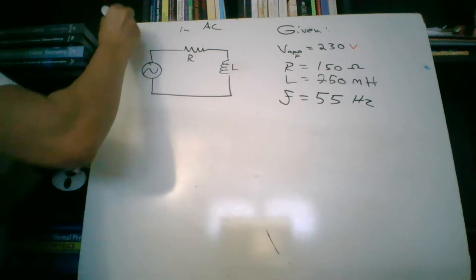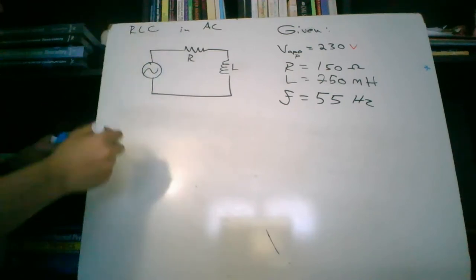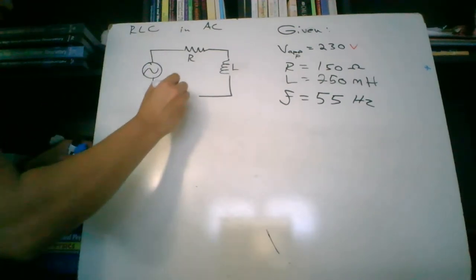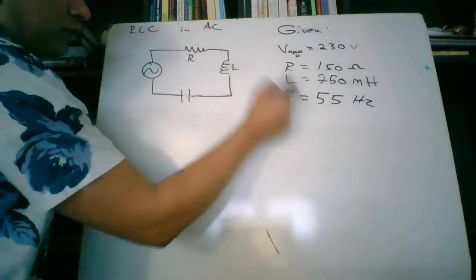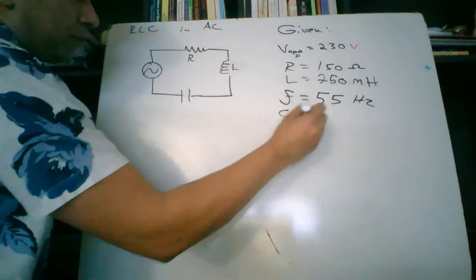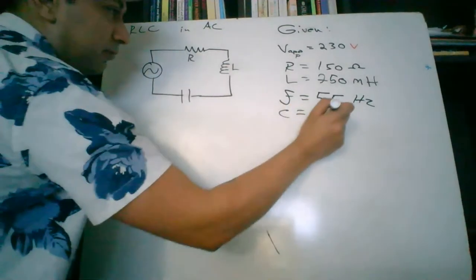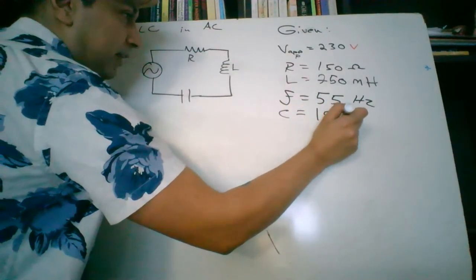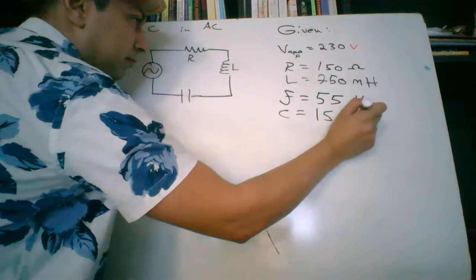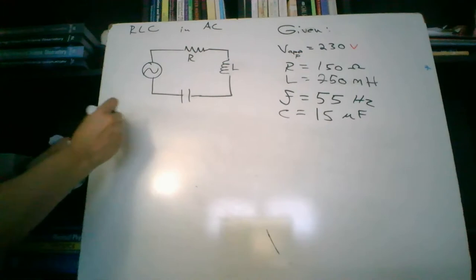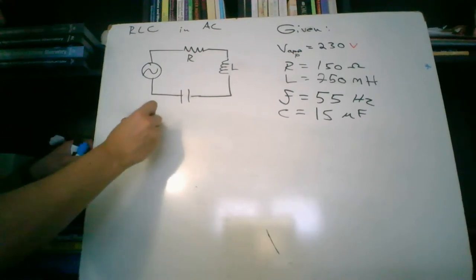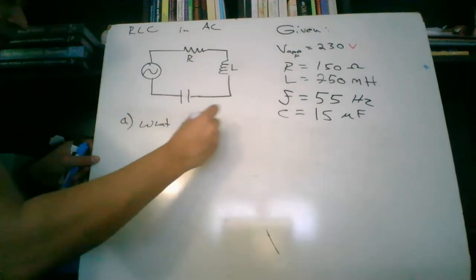So we're going to look at the RLC circuit now. So we need to put a capacitor here as well. And just to make everything easy, we're going to keep everything the same and put our old capacitor, which was 15 microfarads. All right. So first question, what is impedance?